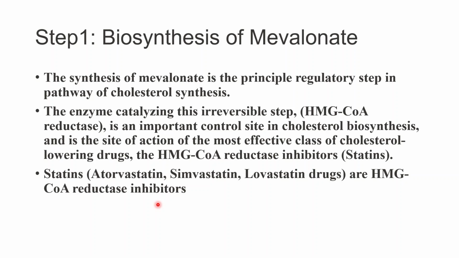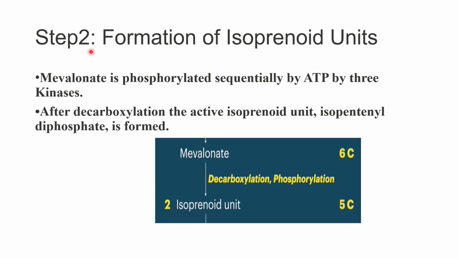Then next is the formation of isoprenoid units. In this, mevalonate is phosphorylated sequentially by ATP by 3 kinases. So you just understand this thing that after decarboxylation and phosphorylation, mevalonate is converted to isoprenoid unit.